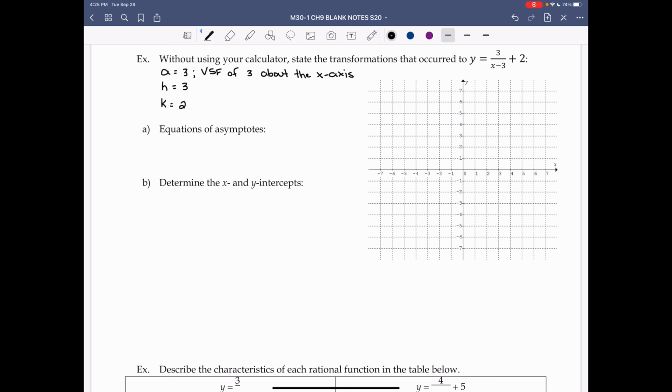Equations of the asymptotes. Our vertical asymptote is x equals the h value. So x equals 3. And our horizontal asymptote is y equals the k value, y equals 2 in this case.